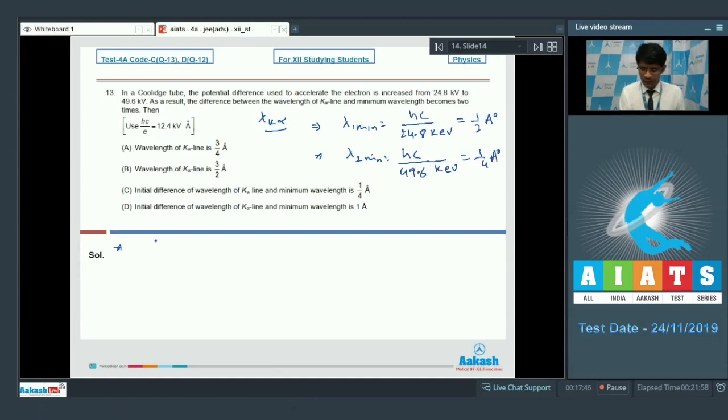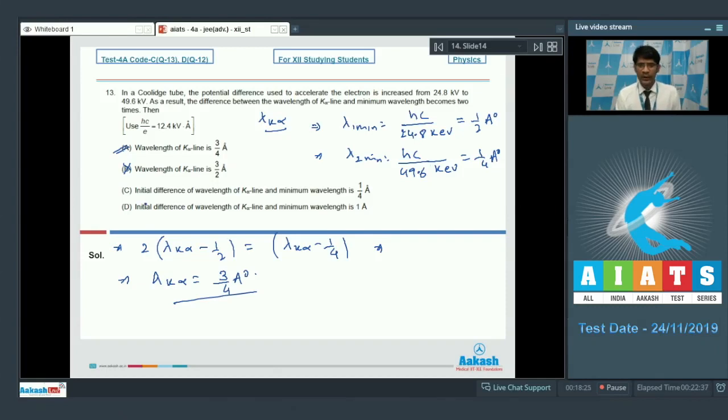Next statement that is actually given, the difference of the K alpha line wavelength and the minimum wavelength becomes 2 times. That means here I would say lambda K alpha minus 1/2 into 2, that is coming out to be lambda K alpha minus 1/4. If we solve this equation, we'll be getting lambda K alpha as 3/4 angstrom. So looking into the options, option A is the correct answer. So for the same argument, option B would be the wrong one.